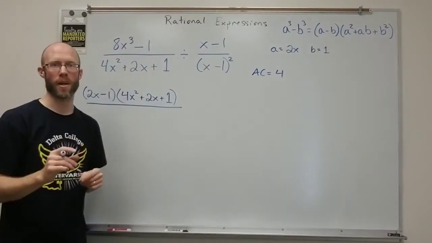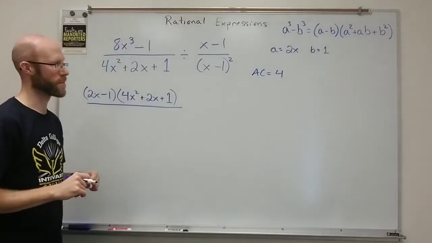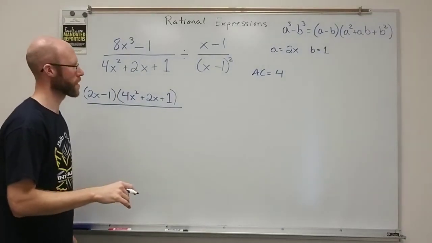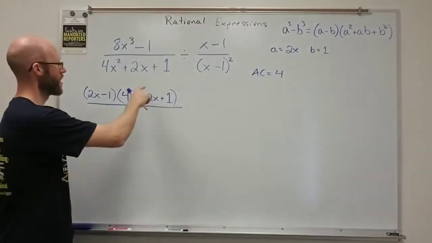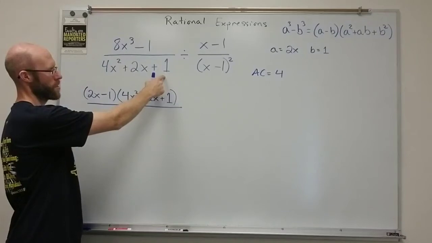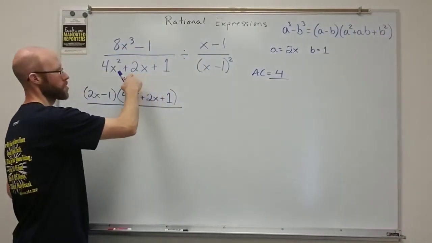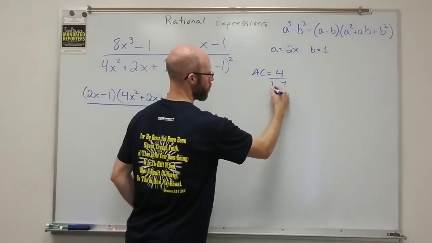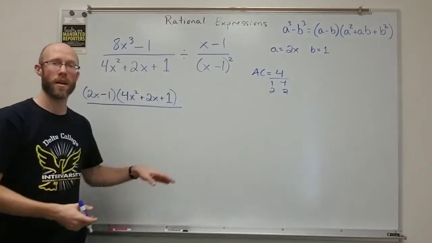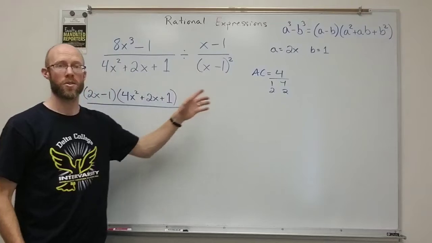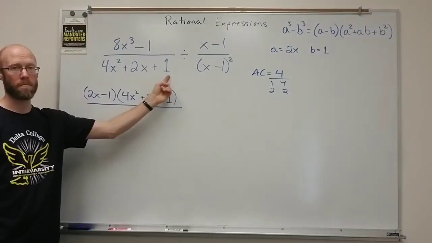I know some of you are recognizing something. I'm going to hold off on giving away the spoiler here. So 4 times 1 is 4. Factors of 4 that add up to 2. Well, you get 1 and 4 and 2 and 2, and that's it, right? None of those add up to 2. So this is actually going to be prime, all right?